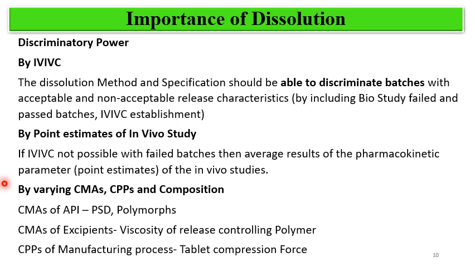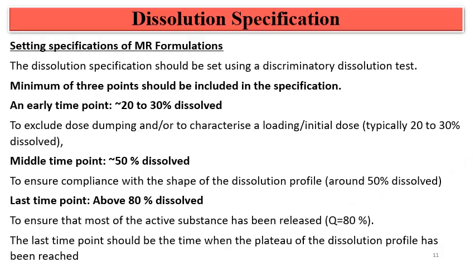Then if the IVIVC is not possible, the discriminatory power can be proved by varying the CMAs, CPPs and composition with meaningful changes. CMAs of API like PSD, polymorphs, then CMAs of excipients like viscosity of the release controlling polymer, and CPPs of the manufacturing process like tablet compression force. So these are some of the examples based on the formulation design. These CMAs, CPPs and composition can be varied, and the discriminatory power can be proved for the dissolution method and the specification.